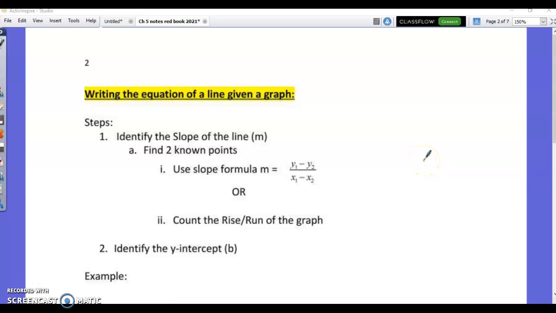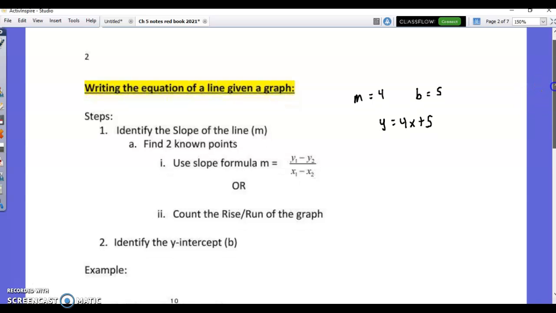Okay, so we've established that if I am given m and b, I can write the equation of a line. For example, if I have m equals 4 and b equals 5, I can write y equals 4x plus 5. That would be the equation of a line that has a slope of 4 and a y-intercept of 5. All right, so we're going to talk about how to identify the slope and the y-intercept so that we can write this equation if we are given a graph.